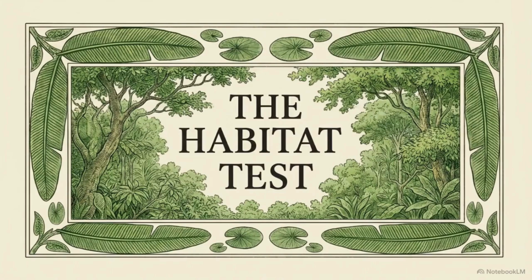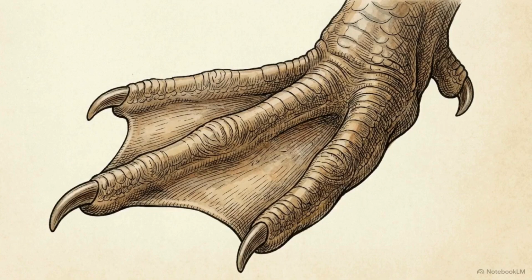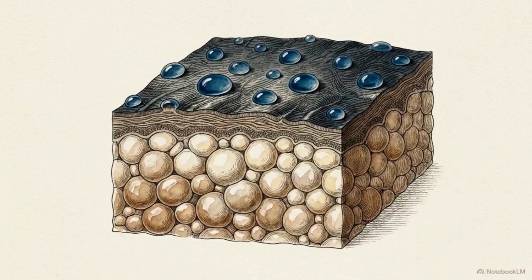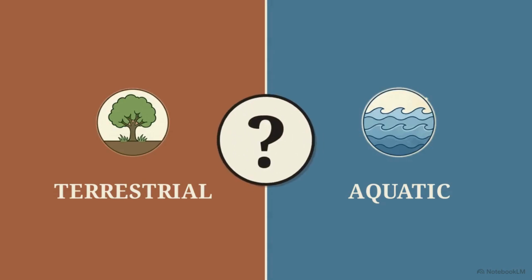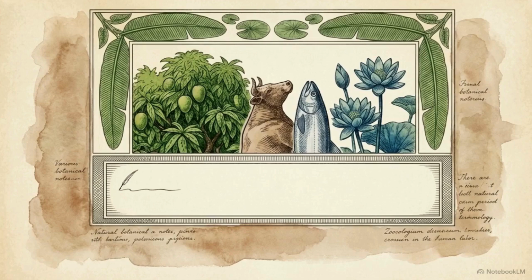Now, it's your turn to apply the habitat rule. Consider this mystery creature. It possesses highly webbed feet, a thick layer of waterproof blubber, and a streamlined body. Tell us in the comments, is this creature built for the terrestrial world or the aquatic world? Use the features we've discussed to explain your choice.